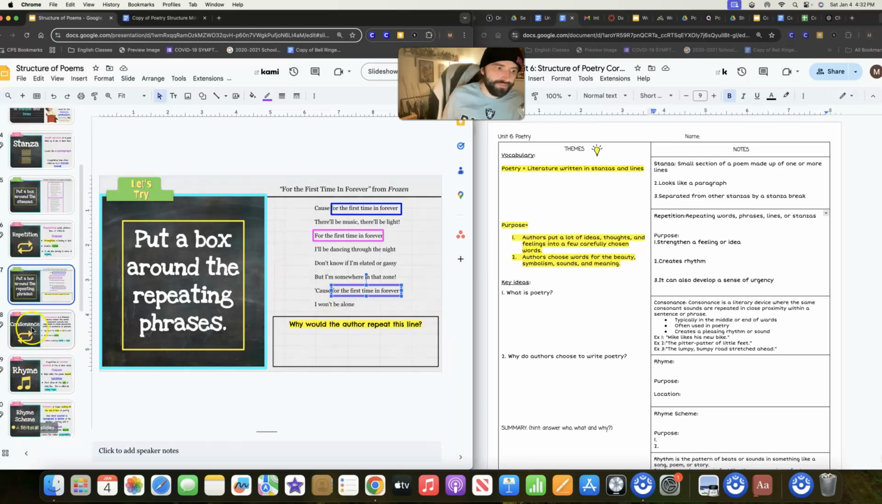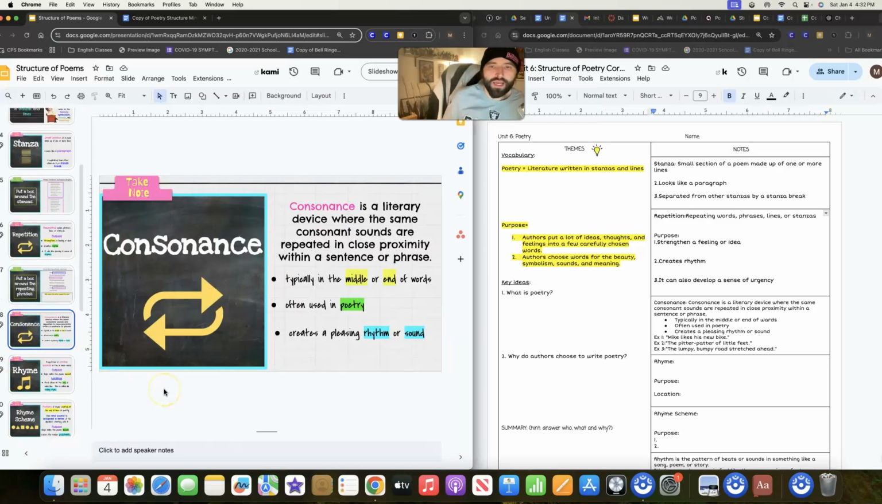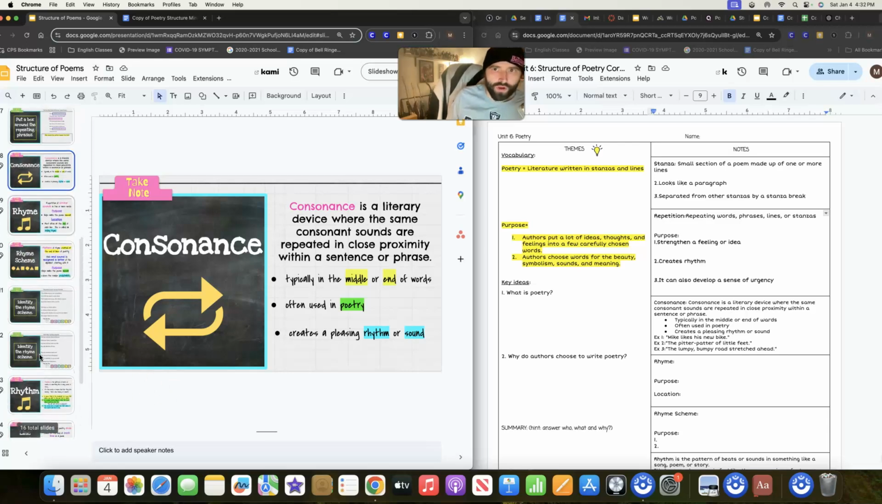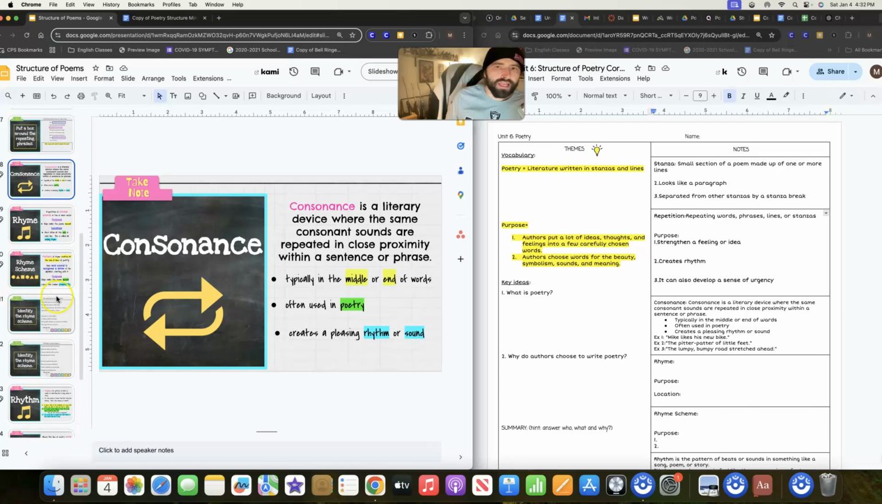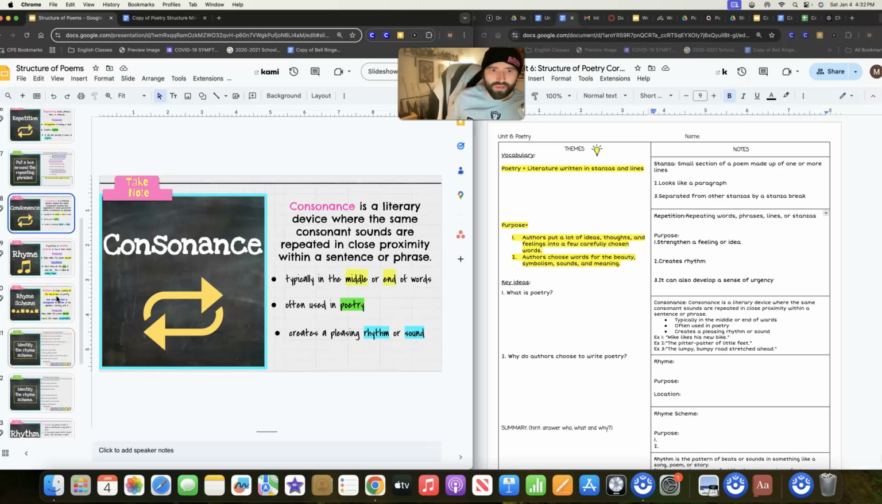Now, another type of repetition is this thing known as consonance. Now, consonance is in our SOLs this year. I doubt it's going to actually be on the SOL test, but just understanding what consonance is and just having a general idea of it is what they want us to make sure that you guys have before you leave. And so consonance is similar to alliteration, and it's looking at the letters in words repeated.